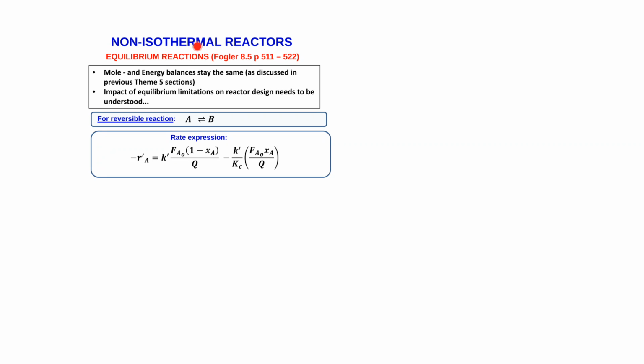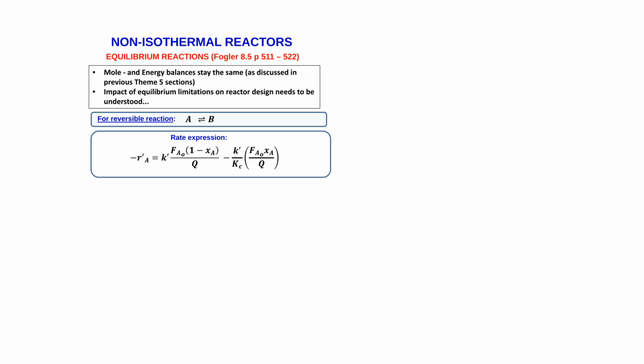When we consider equilibrium reactions or reversible reactions, it is important to note that nothing changes. Everything stays the same. There is nothing new in the way that we are going to model our reactors, or describe our energy balance for adiabatic and non-adiabatic reactors, just like the previous parts of theme 5 when we considered the energy balance.